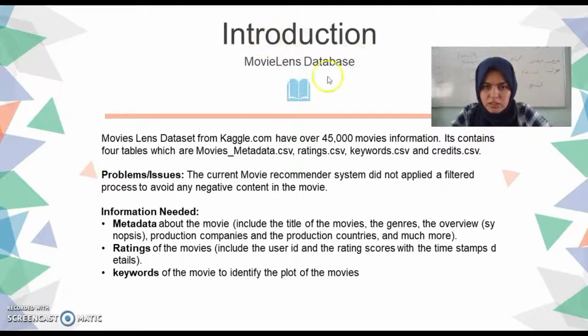Introduction. Our title is MovieLens Database. The MovieLens dataset, we take the source from Kaggle.com, which has over 45,000 movies' information. It contains 4 tables, which are movies_metadata.csv, ratings.csv, keywords.csv, and credits.csv.